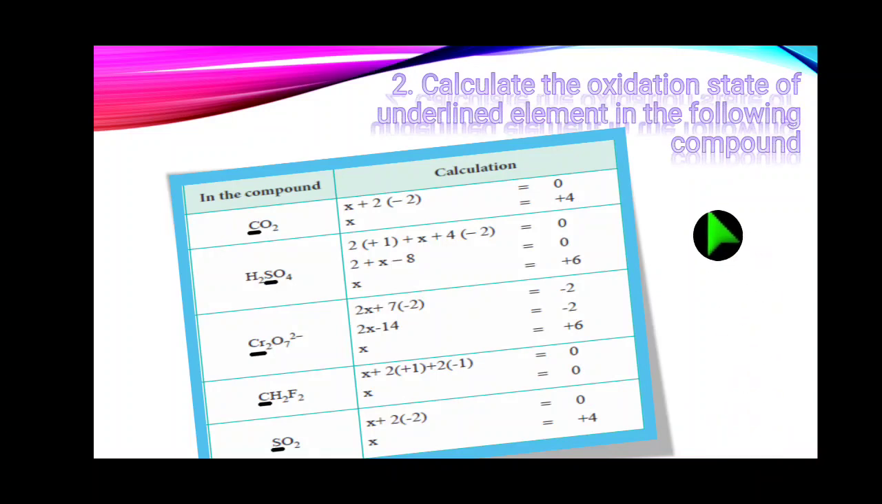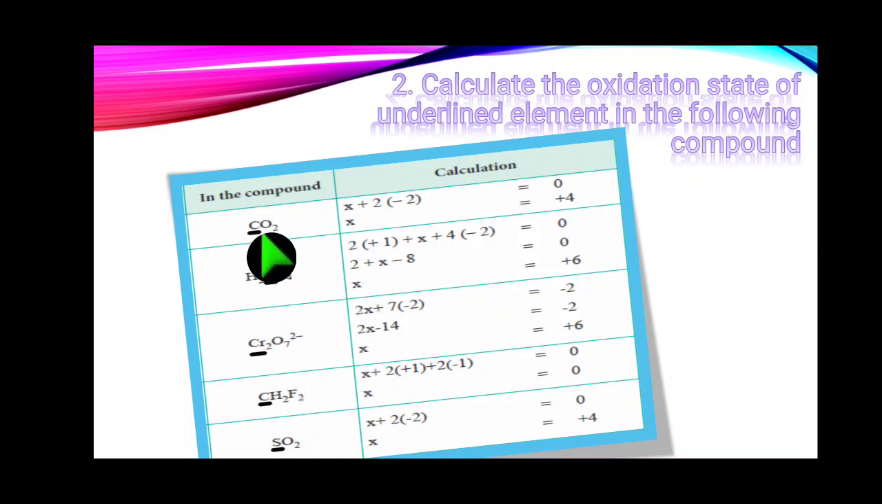The question: calculate the oxidation state of the underlined element in the following compounds. Here carbon dioxide, sulfuric acid, and dichromate ion, then difluoromethane and sulfur dioxide. I have given five types of compounds. The underlined elements here are carbon, sulfur, chromium, carbon, then sulfur.